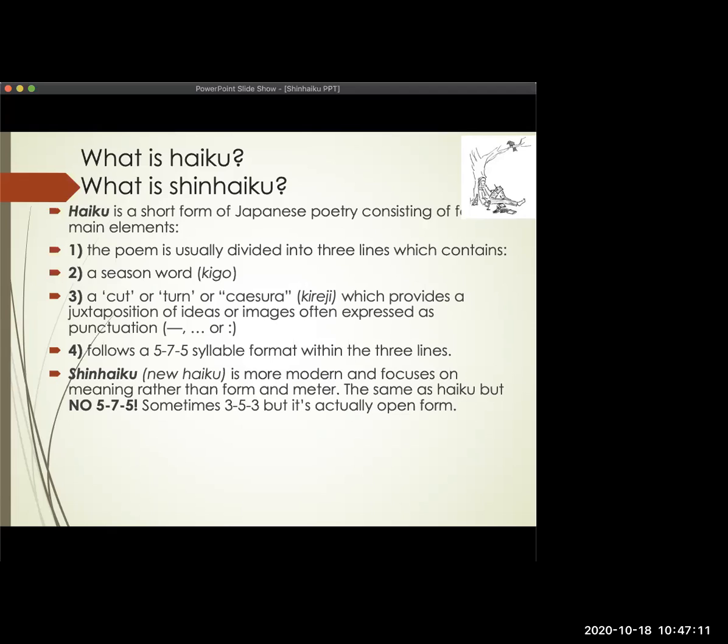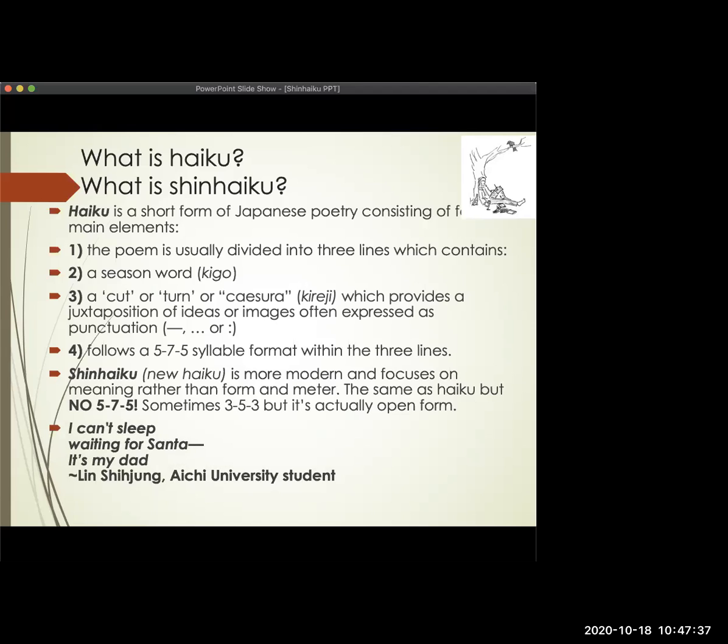But no 5-7-5, so you can throw that out, and it really frees you up to have more freedom to write however you feel. Sometimes English haiku follow a 3-5-3, but shinhaiku is open form. So I hope you feel free and relaxed to write, and you don't have to count syllables on your fingers, which is the classic haiku thing.